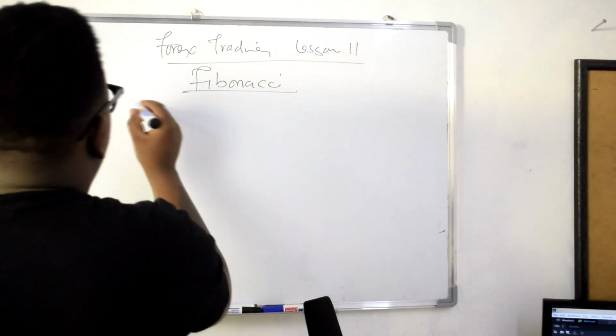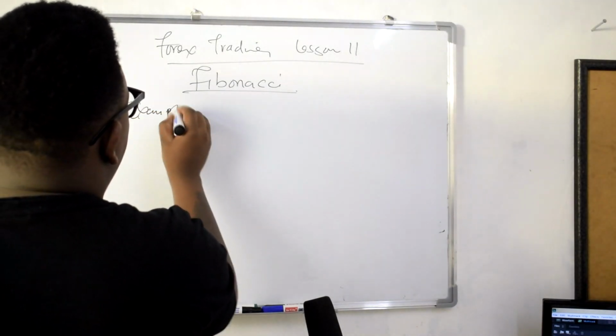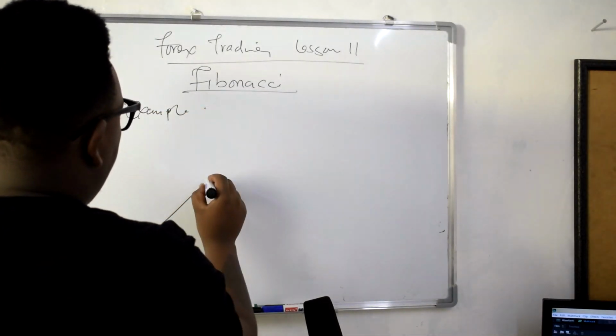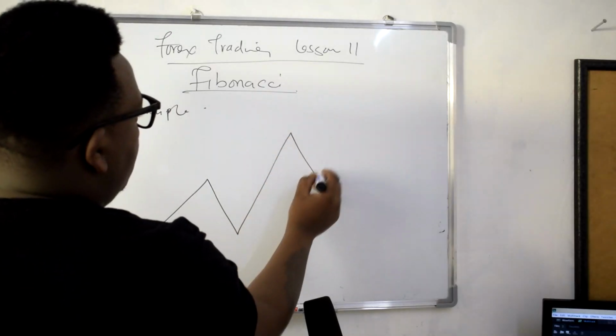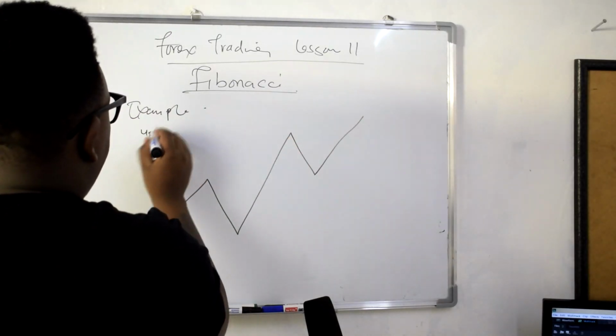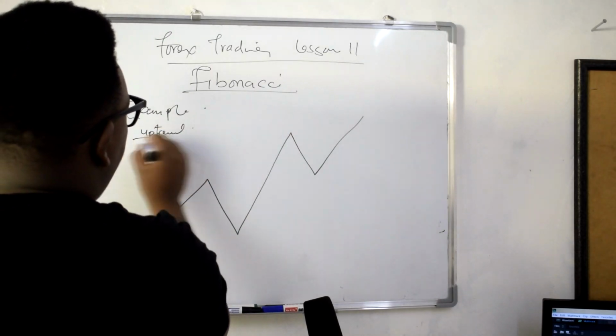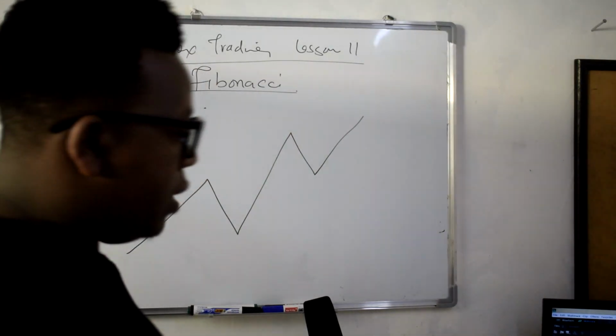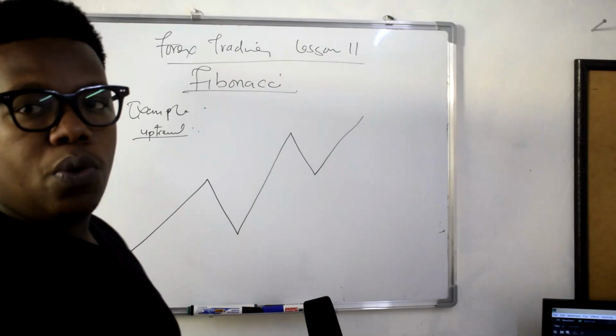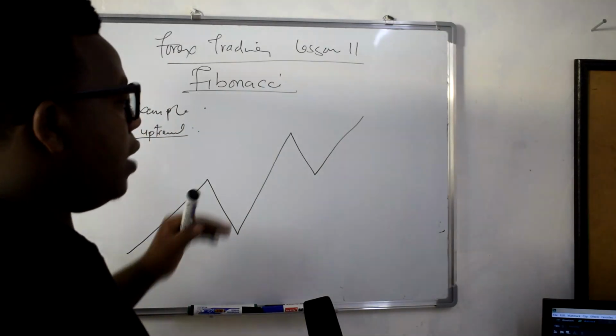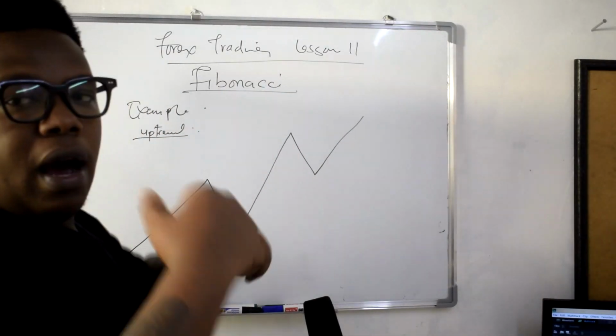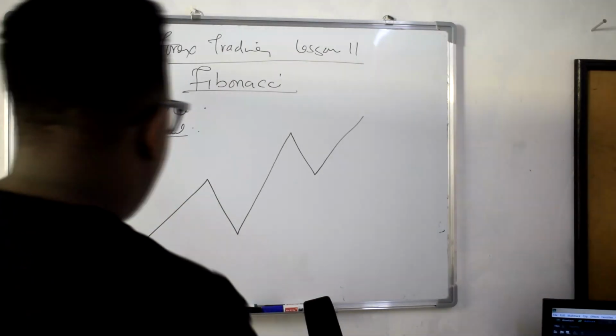For example, here, for instance, we have a market which is in an uptrend. So this is an uptrend market. With the Fibonacci, how do you use it, and how can it help you know where the market is heading, where to place your stop loss, as well as how far the market is going to retrace?